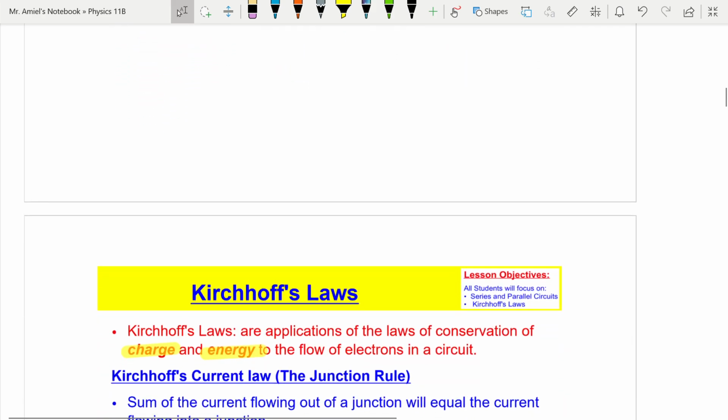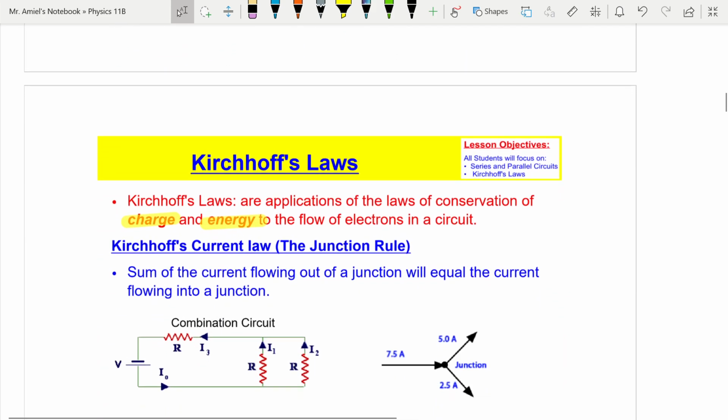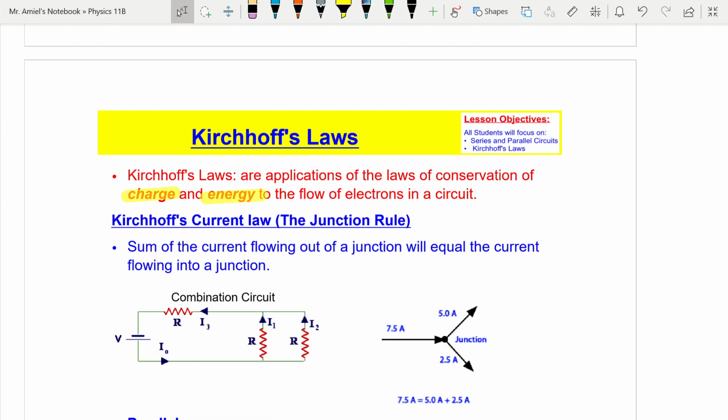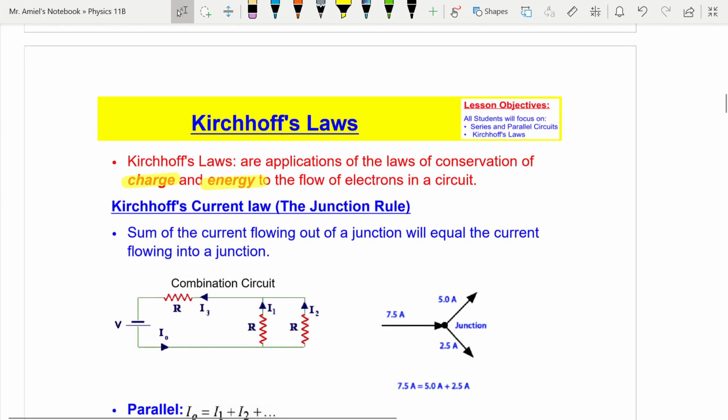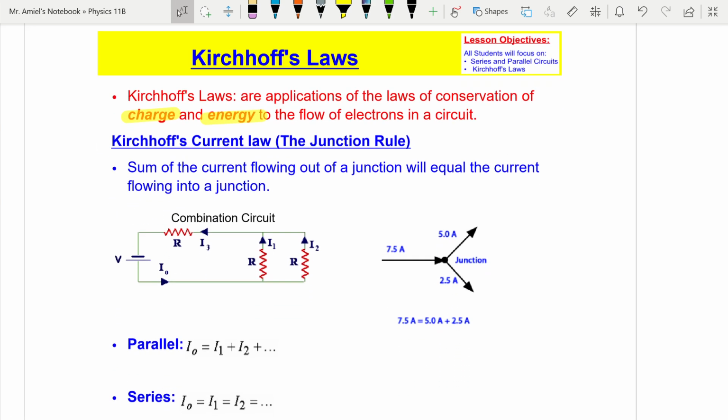Okay, now that we understand the difference between a series and a parallel circuit, we can now apply those ideas, or apply Kirchhoff's laws, to parallel and series circuits. So Kirchhoff's laws are applications of the law of conservation of charge and conservation of energy. We're very familiar with the idea of the conservation of energy, but let's make a quick note here about conservation of charge.